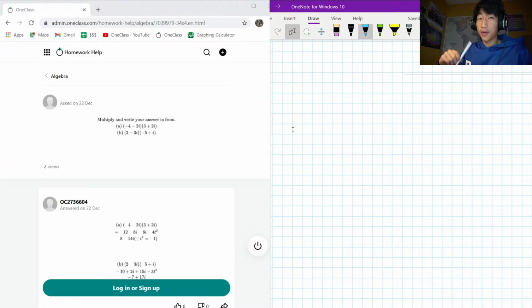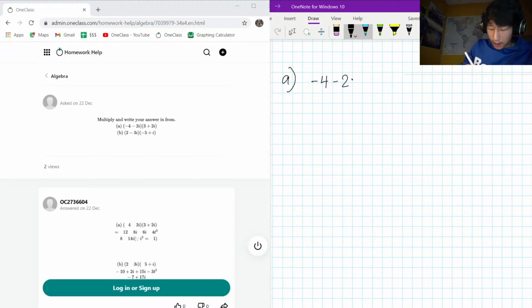Okay, so the next question that we got on the menu today is asking us to multiply the following and write our answer in a form. I'm going to guess that means just get the answer to the following. The first one is negative 4 minus 2i in brackets, and the second term that we're multiplying is 3 plus 2i.